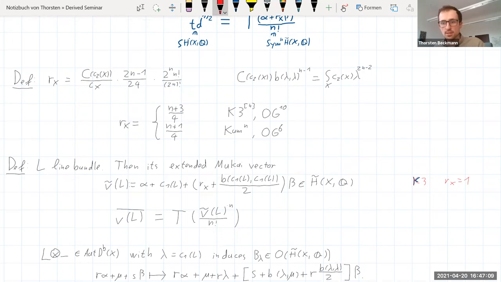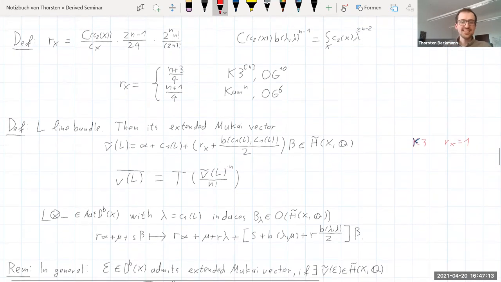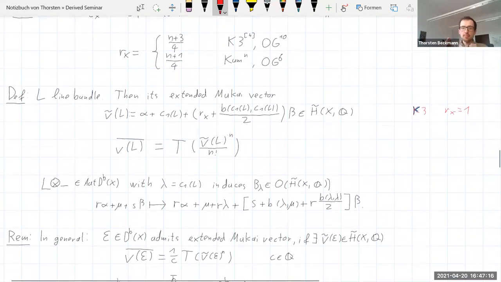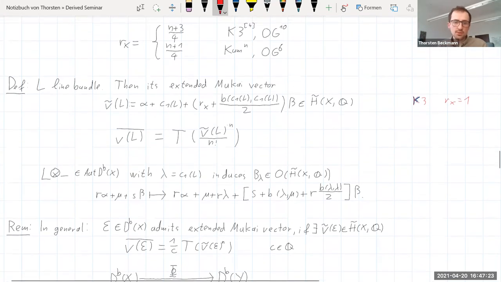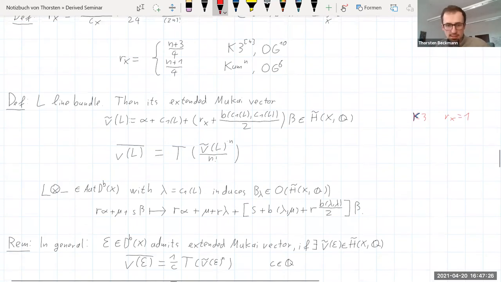Yes? What's the question? Okay, sorry. This property is basically, I want to come to derived categories and derived equivalences, but I just want to say that in general, an element E admits an extended Mukai vector if there exists such a vector in the extended Mukai lattice such that this relation holds, so that I take its nth power and project it to the Verbitsky component, and it's the same as the projection of the usual Mukai vector to the Verbitsky component up to some scalar. And of course, this is not the real definition. There's a lot more going on.